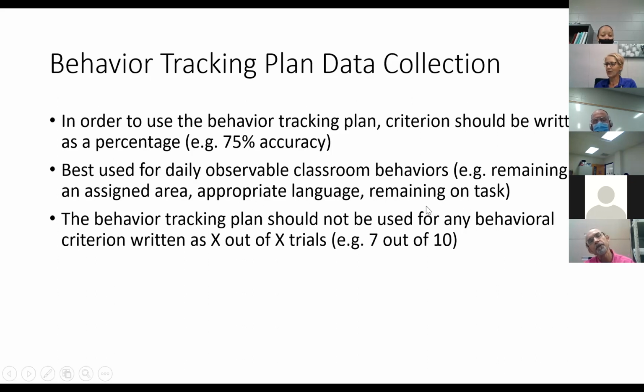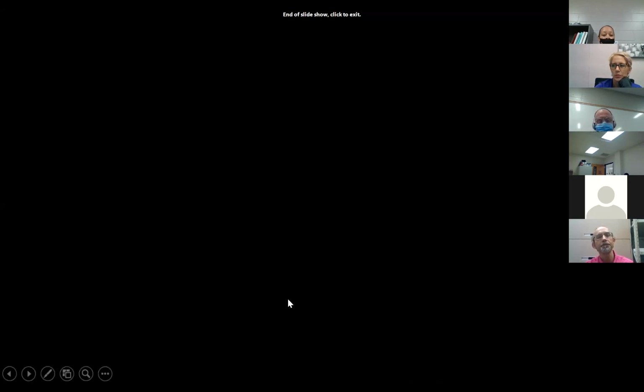If you have a behavior that's written as a trial, it doesn't really work in the behavior plan. You could put this back in the academic plan if you needed to, but if the behaviors are written as an accuracy, percent of charted opportunities, the behavior plan works really well for those types of inputs.